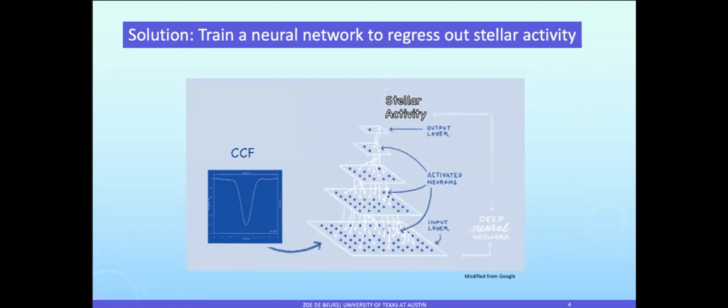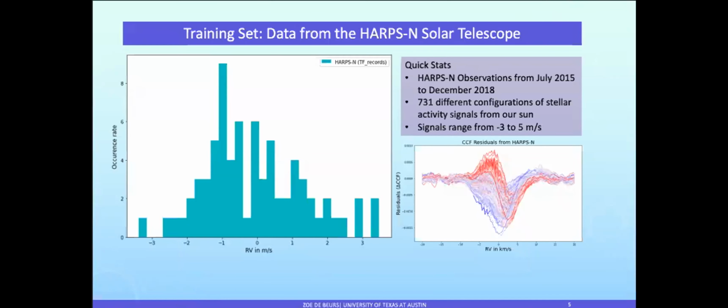But to be able to do this, we need a training set. And so we have a training set of observations from the HARPS North Solar Telescope, which is a high precision spectrograph. And this training set consists of 731 different configurations of stellar activity signals from our sun, which range from -3 to 5 meters per second. Instead of just feeding it the cross-correlation function, we first subtract the mean cross-correlation function, which is what you're seeing here, and they're color-coded based on how red-shifted or blue-shifted the RV signal is from stellar activity.